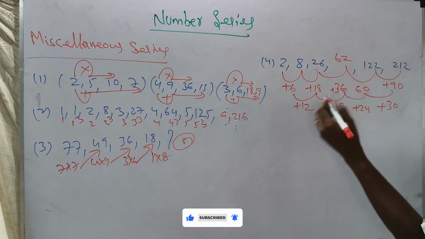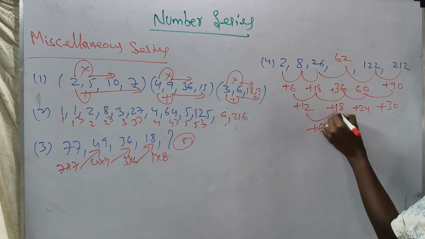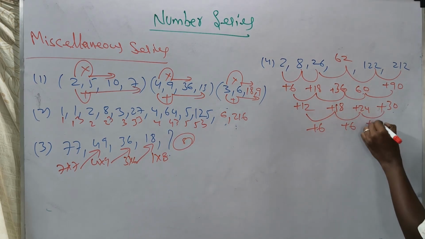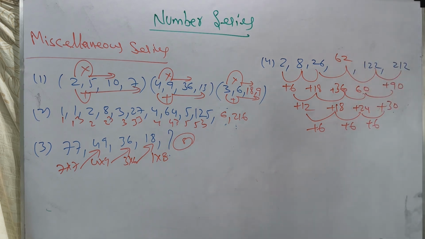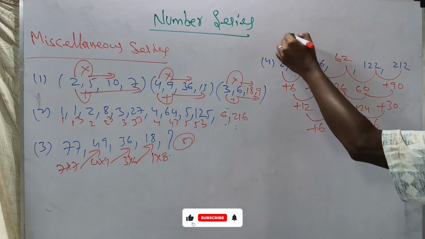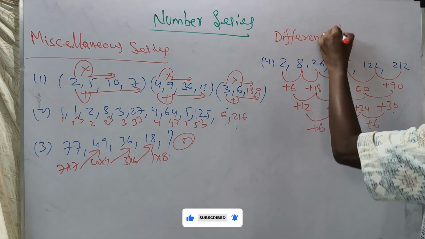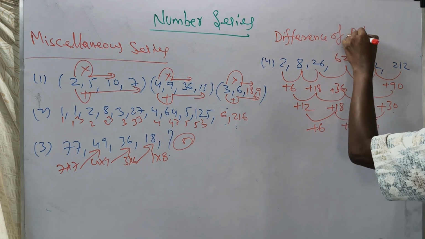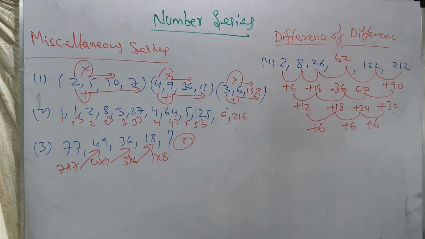Now, if you want to take some other difference, next difference 6 plus 6, you will get a constant difference here, plus 6. Clear? It means difference of difference series. This one is what? Difference of difference series. So by using this way you will get the answer.